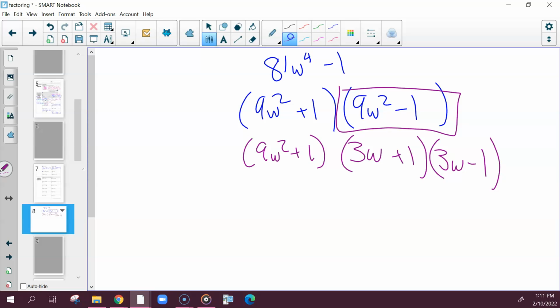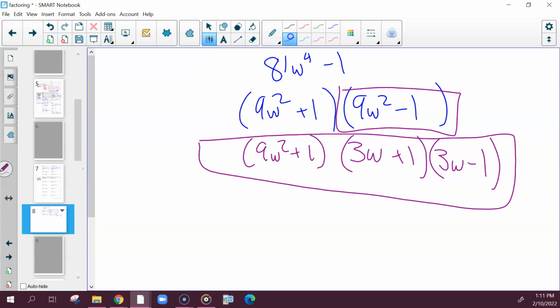Okay. Would the answer be 9w squared plus 1 and then? The order doesn't really matter. Okay, I can put this on the outside of this, that part doesn't matter. But do you have to include 9w squared plus 1? Yeah, all of this is the answer. Other questions on that? No, not right now.